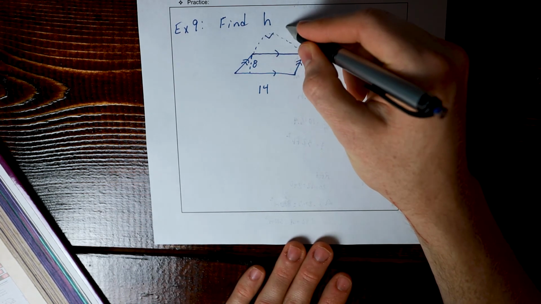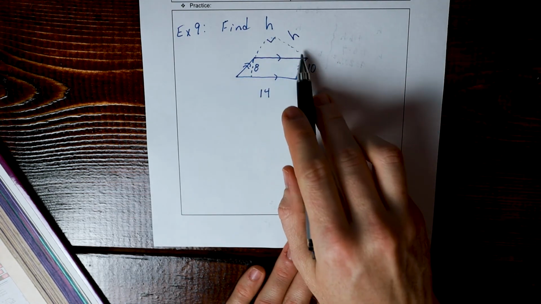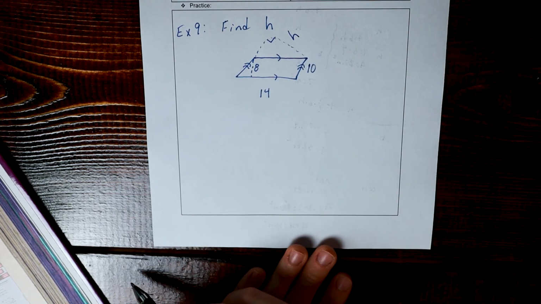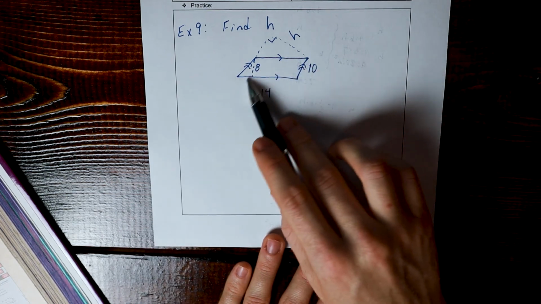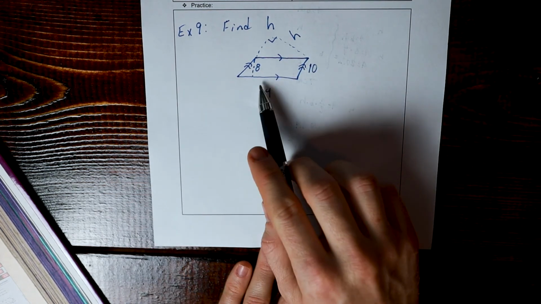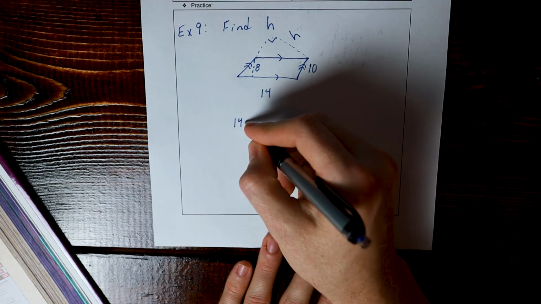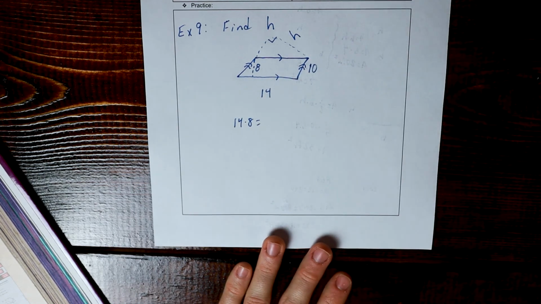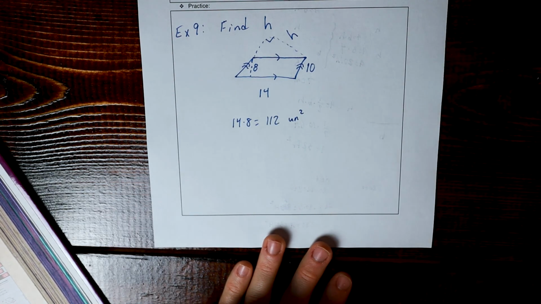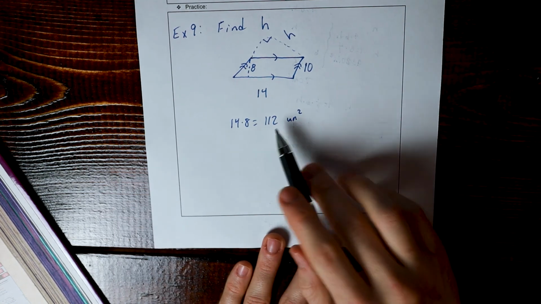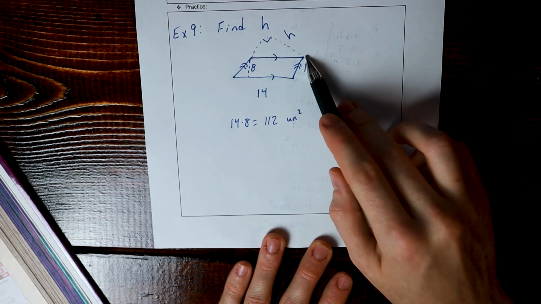And you're like, what is that? Why are you even putting this here and putting this H here? Okay, well the reason why is if I wanted to find the area of this parallelogram, I do base of 14 and a height of 8. And 14 times 8 gives me 112 as the area, units squared. Well, I don't want the area though. I want what is the H here.